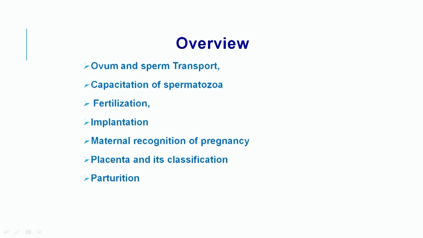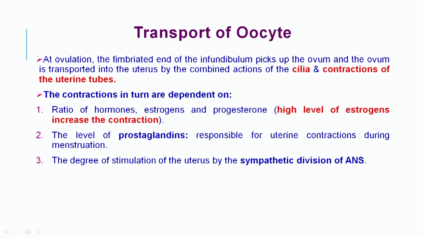Overview of today's topic is ovum transport and spermatozoa transport, capacitation of the spermatozoa, fertilization, implantation, maternal recognition of pregnancy, placenta, classification of placenta, and parturition in the domestic animals. So, we will be talking of each topic one by one. First, we will start with the transport of oocytes.